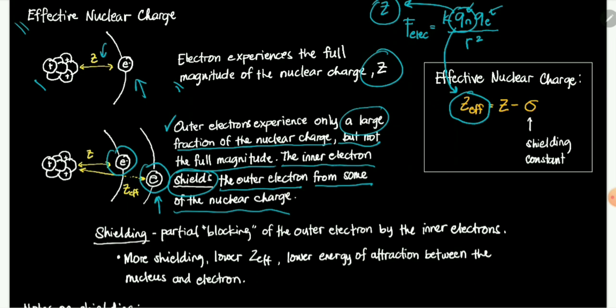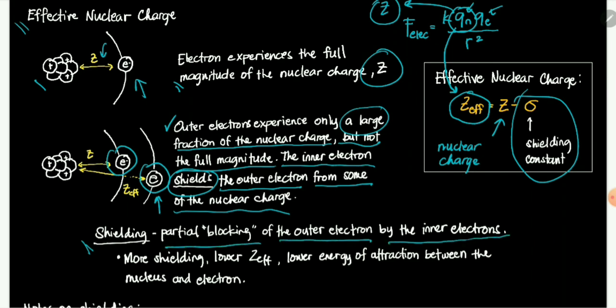So the effective nuclear charge is equal to the Z or the charge of the nucleus, or yung tinatawag nating nuclear charge, yung walang effective kasi that's the full magnitude, minus the shielding constant. So yung shielding constant nakadepende yan sa manner of shielding ng mga inner electrons. Okay? So ano nga ba yung shielding? Shielding is the partial blocking of the outer electron by the inner electrons. So kapag ka outer electron ka, yung mga inner electrons, sinishield niya yung ibang magnitude ng inyong nuclear charge. So ang na-experience lang ng inyong outer electron is the Z effective imbes na yung ating full nuclear charge Z.